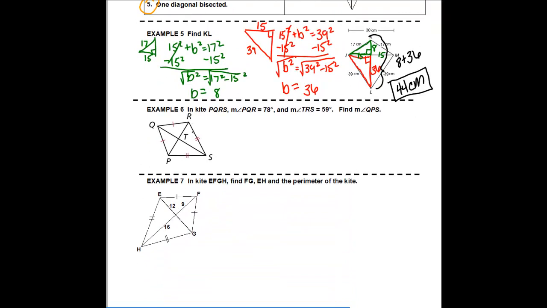In Kite PQRS, the measure of angle PQR, so this whole angle here, is 78. The measure of TRS, so this angle here, is 59. Find the measure of QPS. Find this one here. So if you look, we have this triangle here.